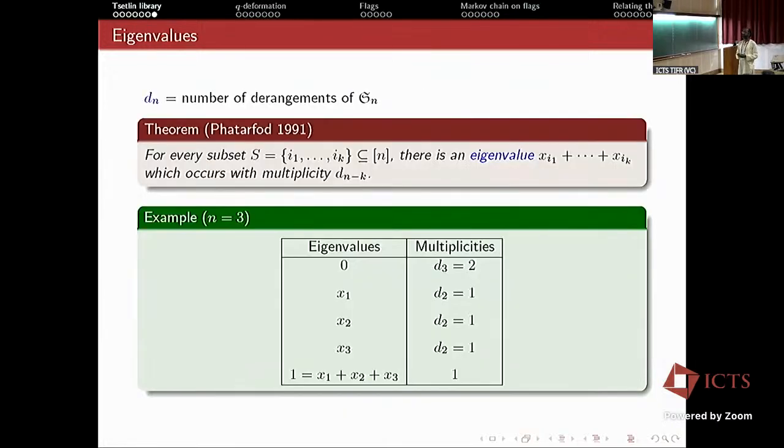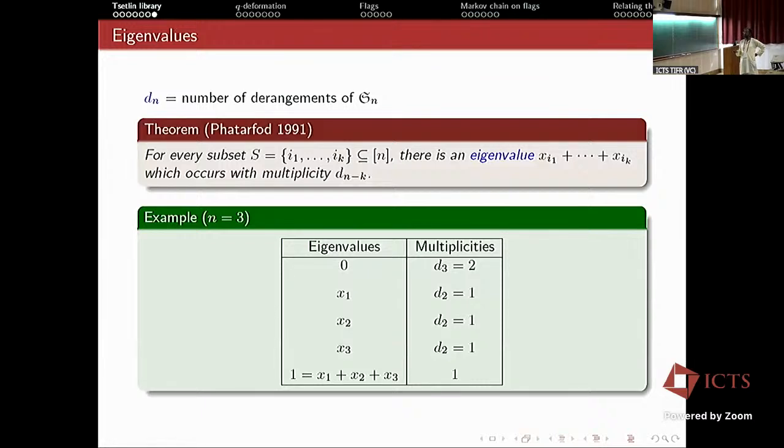But the other nice property of the Tsetlin library is that the eigenvalues of the generator matrix, for example, the one that I showed you on S3, are also very nice. For every subset of 1 through n, let's say of size k, there is an eigenvalue. If S is i1 through ik, then I have an eigenvalue x_{i1} plus up to x_{ik}. And the multiplicity of that eigenvalue is also explicit. It's precisely the number of derangements of size n choose k. Remember that a derangement is a permutation without fixed points.